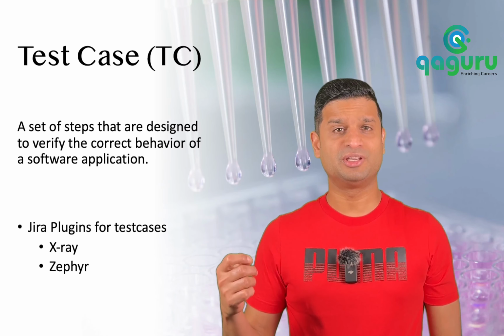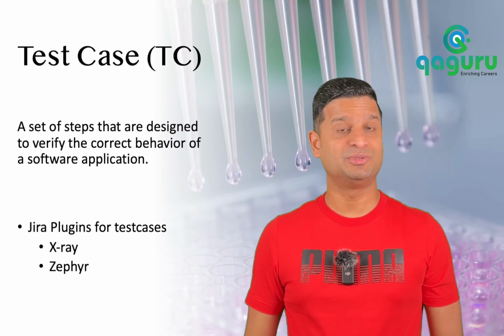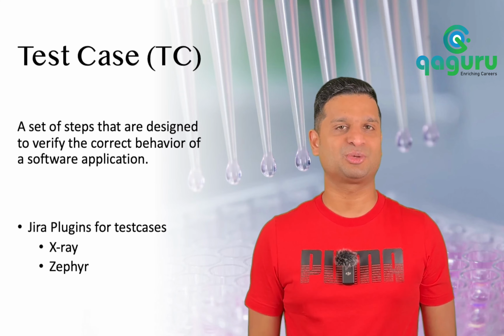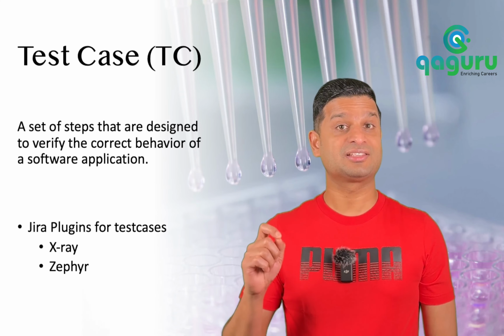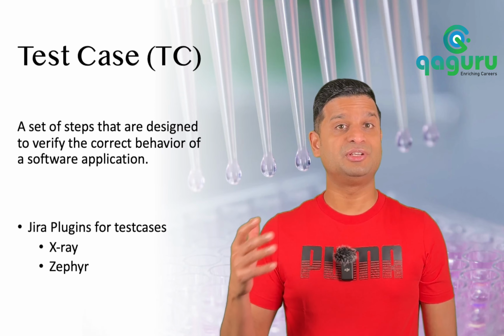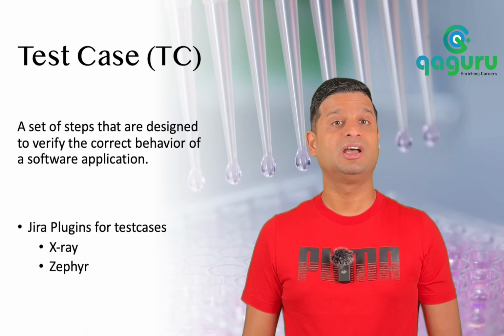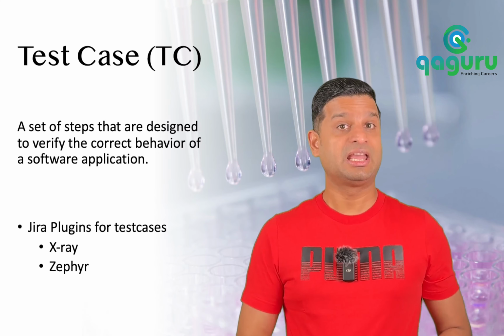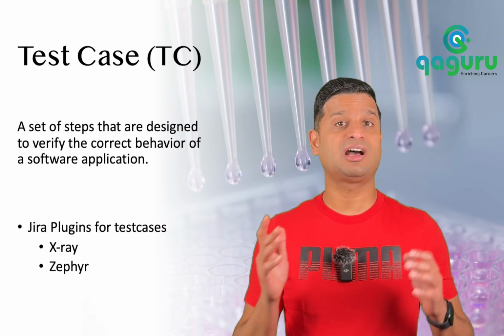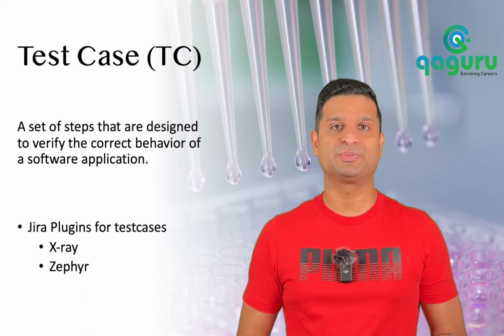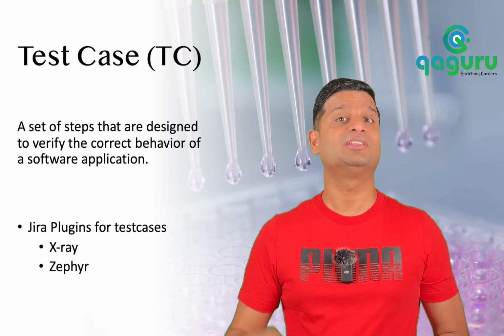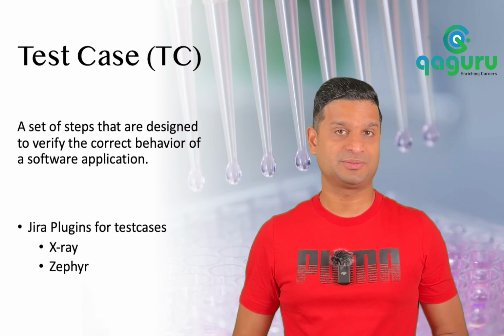We need to document all the possible scenarios before testing. They are formally called test cases, or TCs for short. A test case has a set of steps designed to verify the correct behavior of your application. Each test case outlines the inputs, actions, and expected outcomes for a particular scenario. This allows the testers to systematically evaluate the functionality of the application.